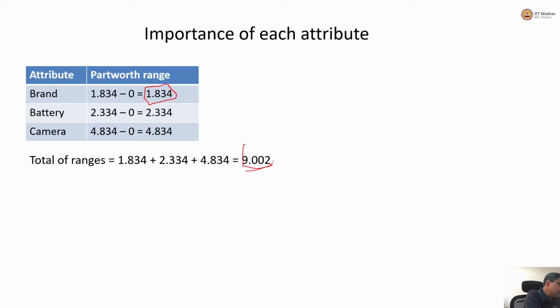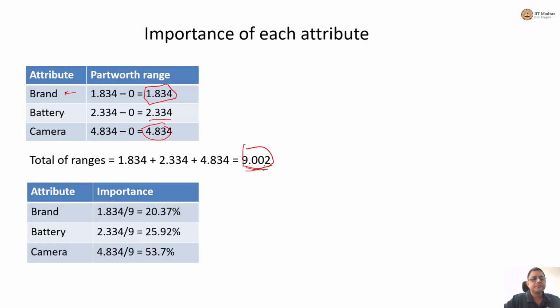Now let us calculate the importance in terms of percentage. 1.834 divided by 9, we will say that is the importance given by this consumer to the brand attribute. 2.334 divided by 9 will give us the importance given by this consumer to the battery capacity. And 4.834 divided by 9 will give us the importance given by this consumer to the camera as an attribute.